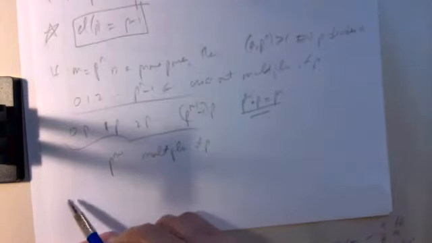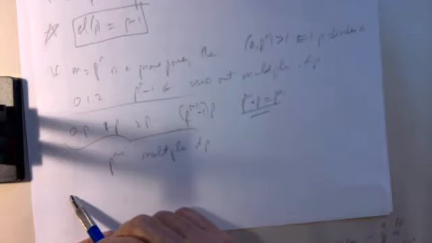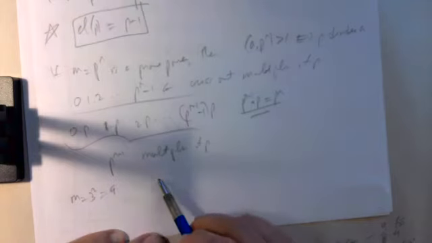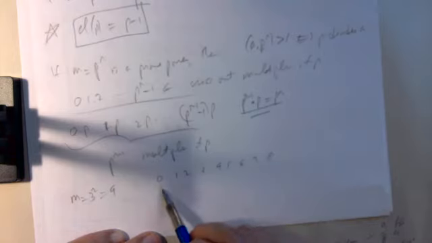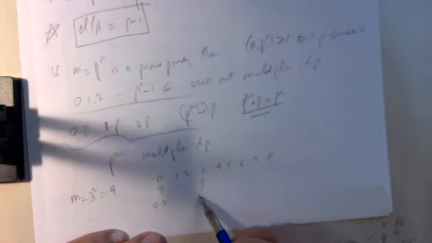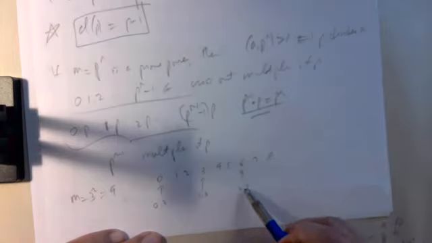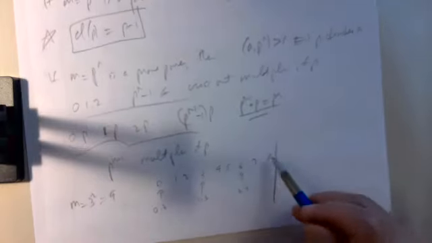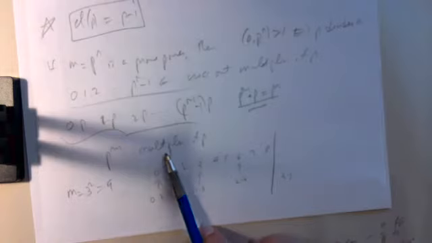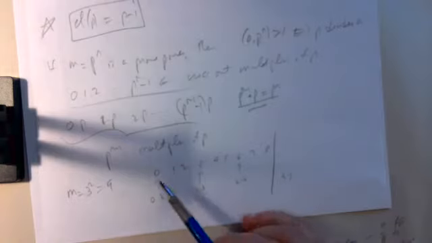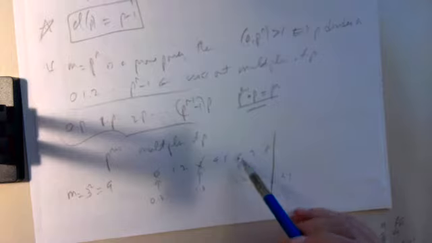For example, if I take m equal to 3 squared, which is 9, and I look at 0, 1, 2, 3, 4, 5, 6, 7, 8, this is 0 times 3, 1 times 3, 2 times 3. I have to stop at 8. 3 times 3 would be too big. So there are p to the r minus 1 multiples of p. So those are the numbers that I cross out.